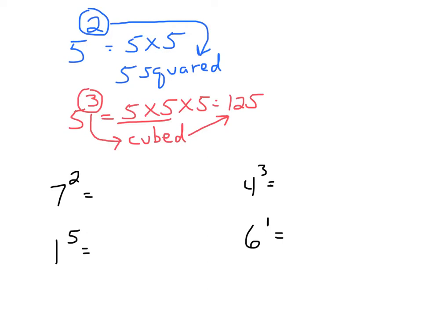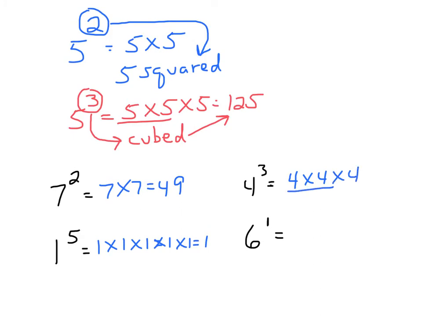Okay, hopefully you've been able to go through and do these 4 problems. 7 squared means 7 times 7, which is equal to 49. 1 to the 5th power means I need to take 1 and multiply it by itself 5 times, so I still get 1 for an answer. 4 to the 3rd power, or 4 cubed, means 4 times 4 times 4. 4 times 4 is equal to 16, and then 16 times another 4 gives me 64. And 6 to the 1st power just means that I have 6. I'm not going to multiply by another 6, so that final answer is 6.